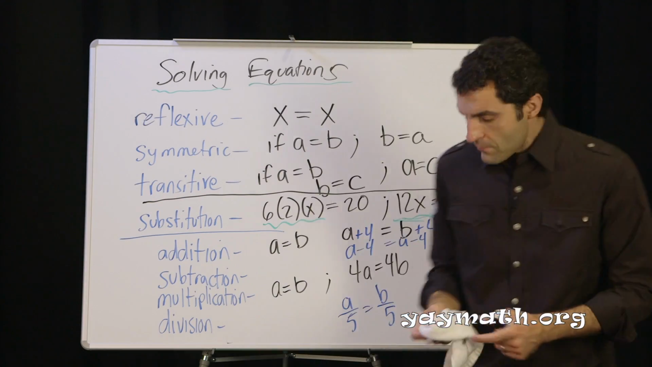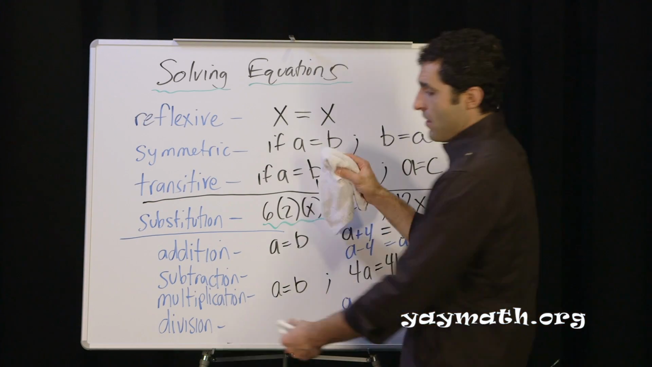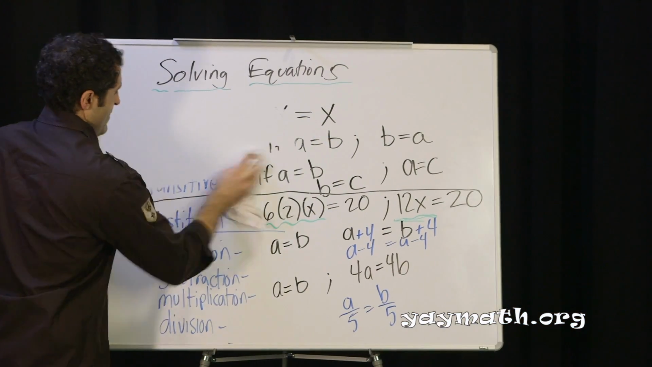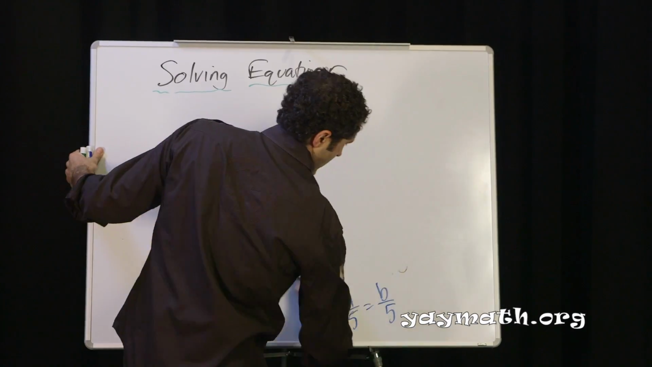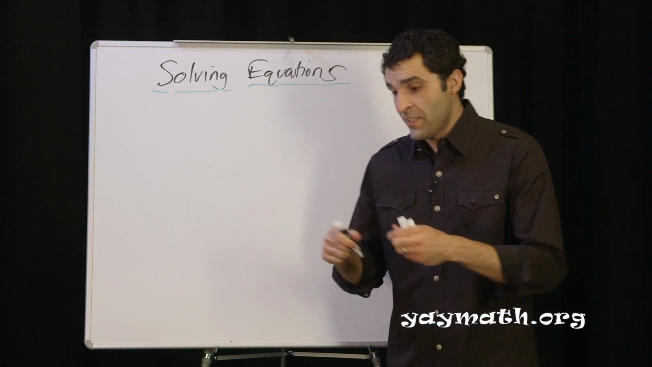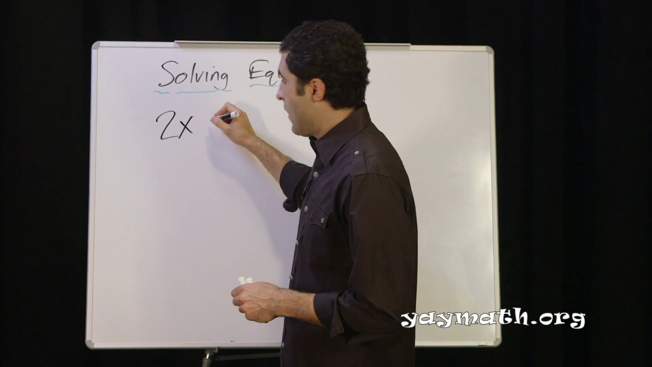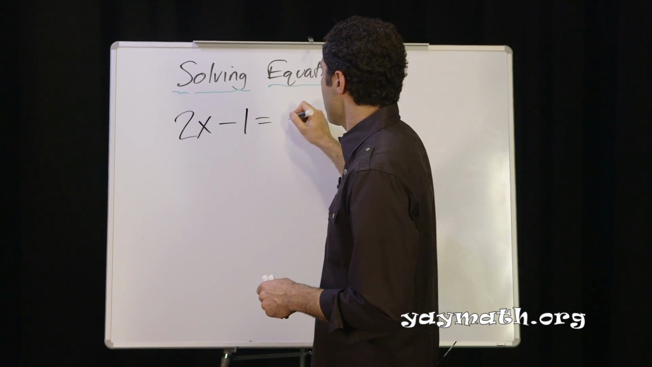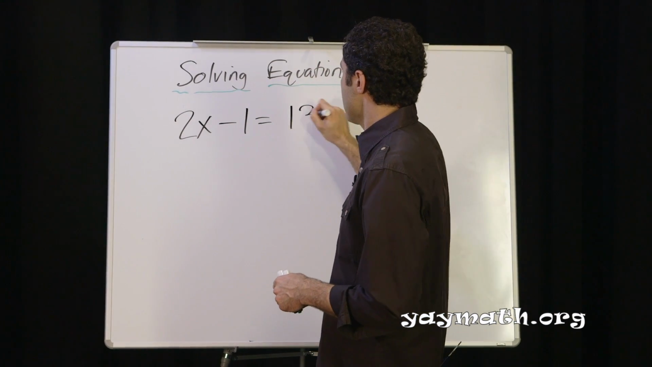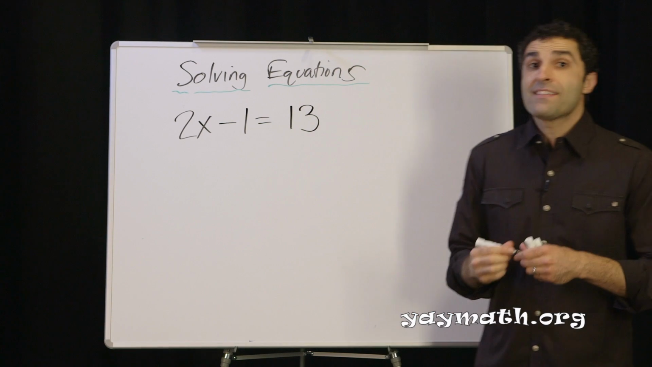Now we're going to put these to the test, and in fact, I'm going to get to something a lot more fun, which I've been dying to share for a long time, literally years. So 2x minus 1 equals, let's say, 13. So the question is, what is x?